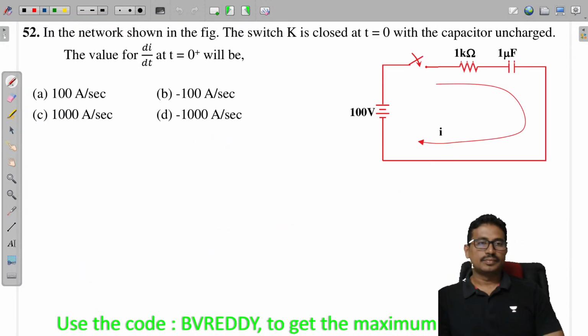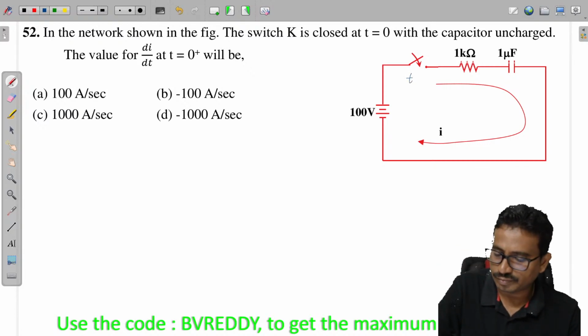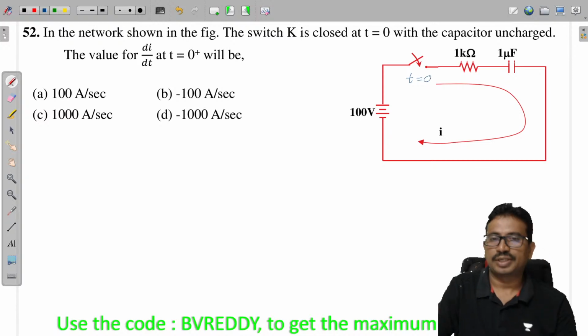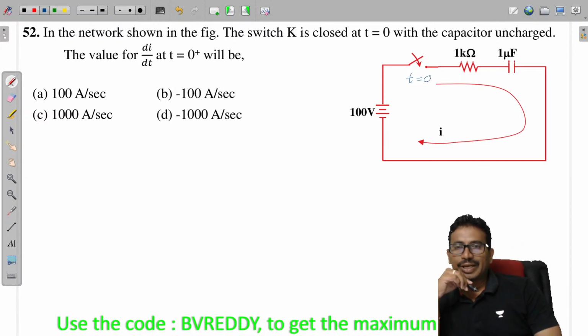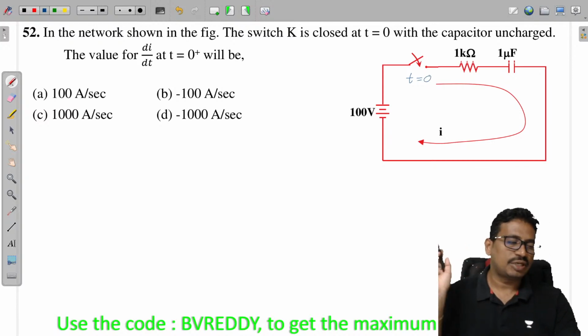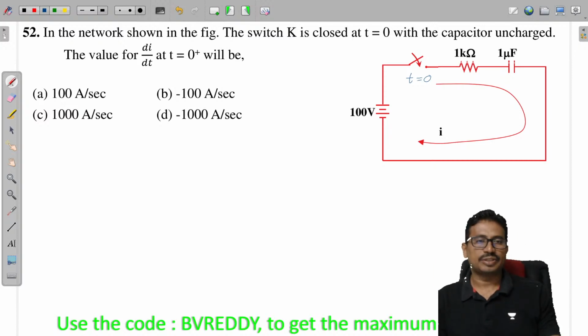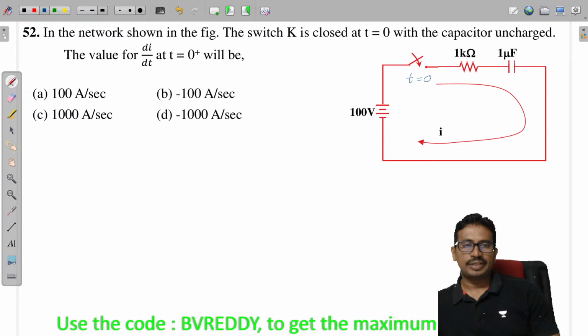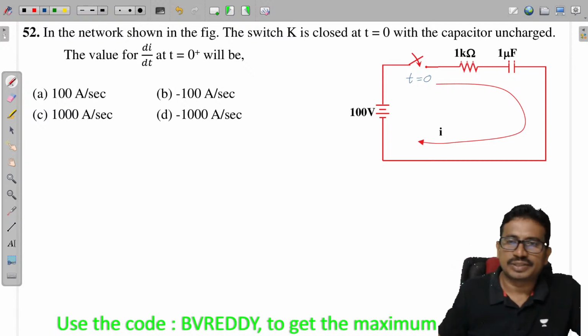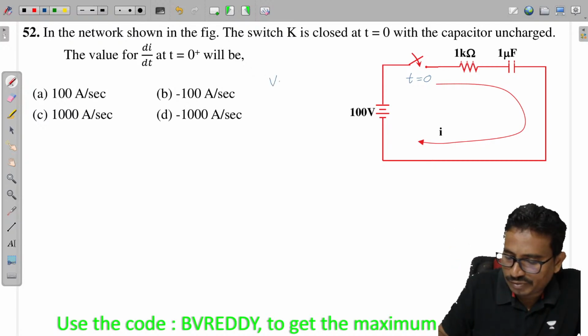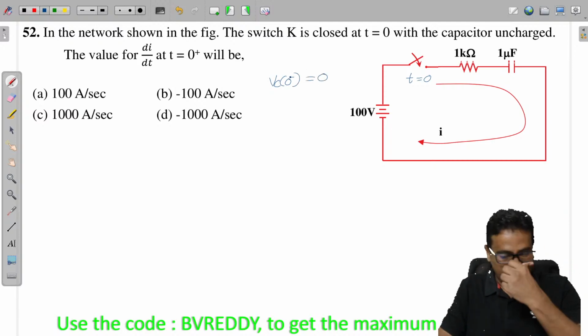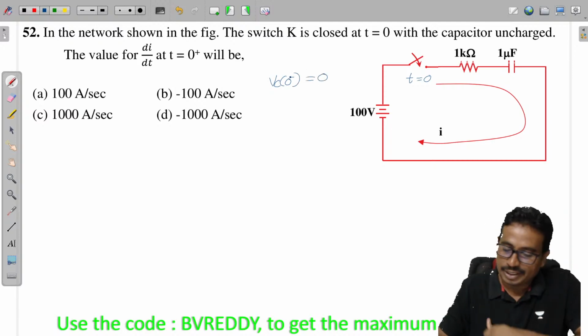Next. In the circuit shown in the figure, the switch is closed at t equal to 0, with the capacitor uncharged. That means the initial value of the capacitor voltage is 0. Now, find the value of di/dt at t equal to 0 plus. So the initial value Vc of 0 minus is equal to 0, and the initial current is 0.